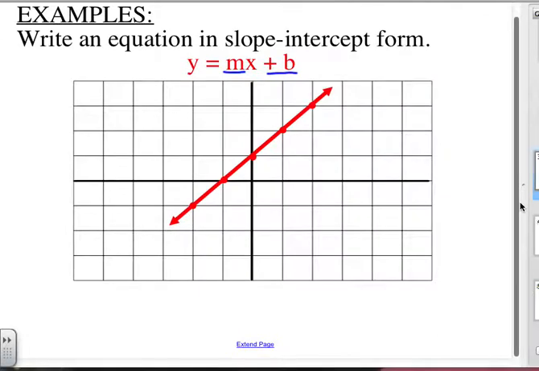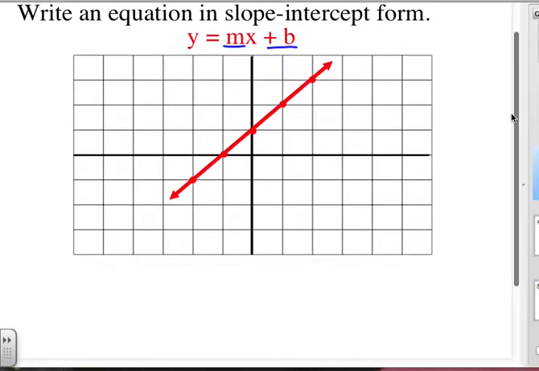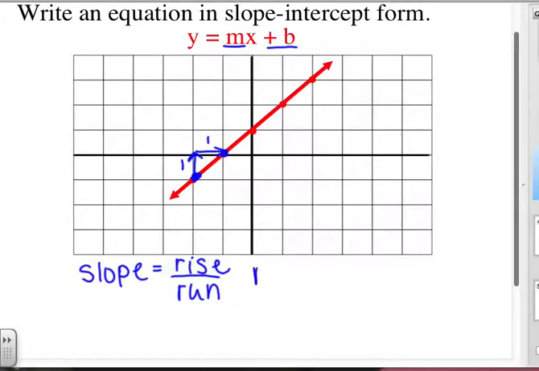So we have to do a little calculating here. For the slope, let's recall rise over run. So you pick one point, I pick this one, and you pick another point, I pick this one, and going from left to right, what's the rise, what's the run? Rise 1, run 1. So in this case, for this line, m is 1/1, or 1. The slope of the line is 1.